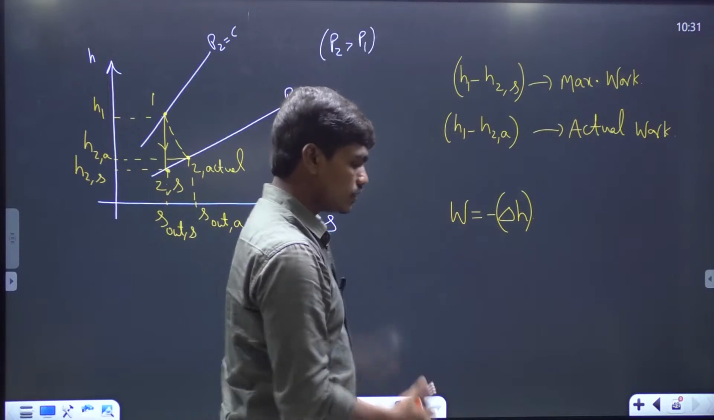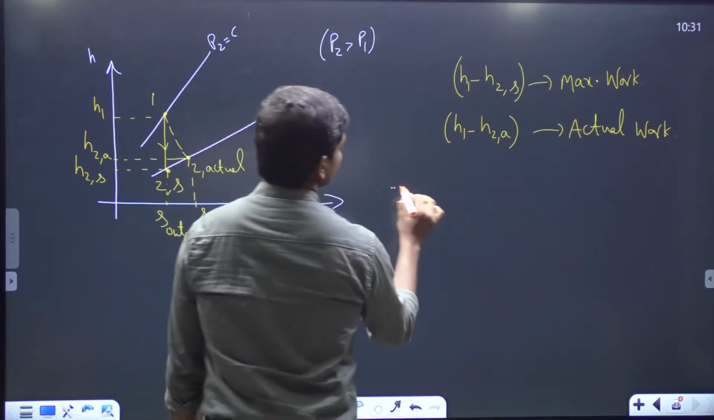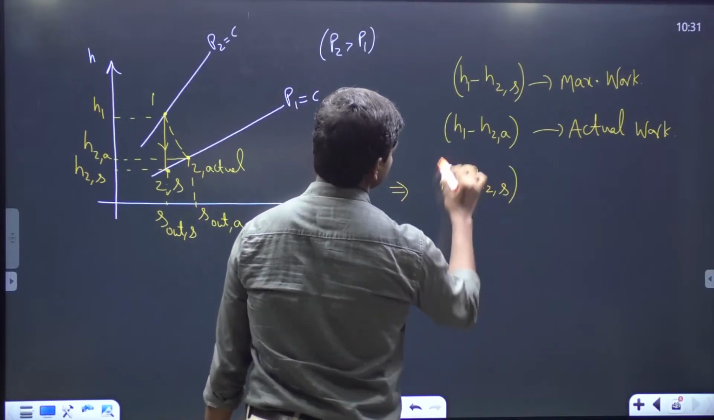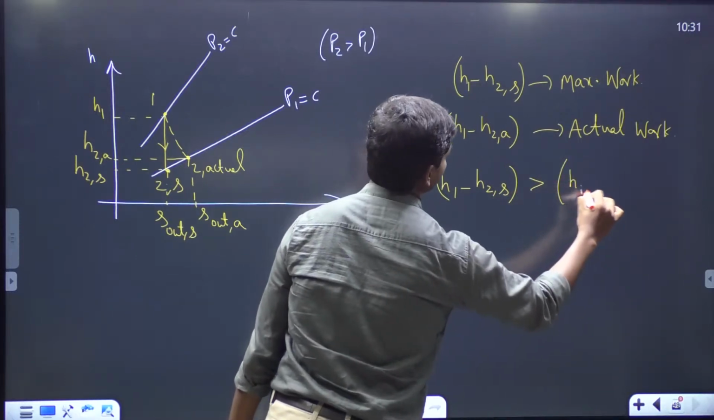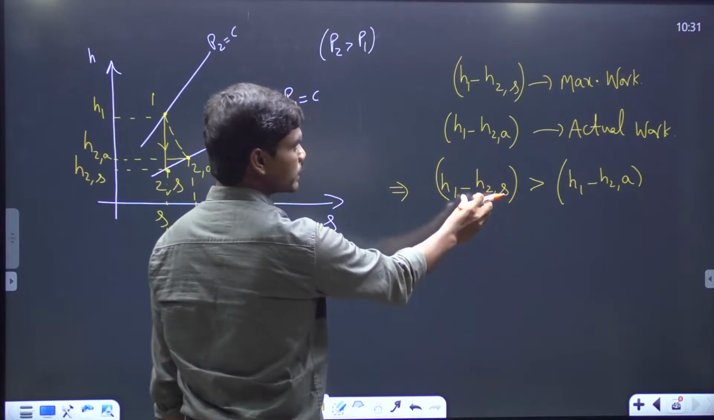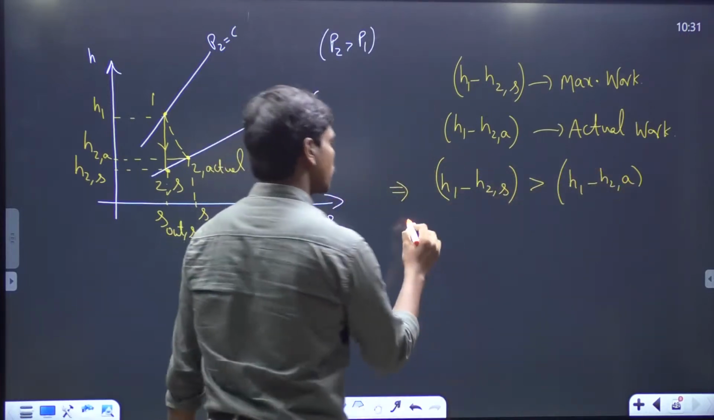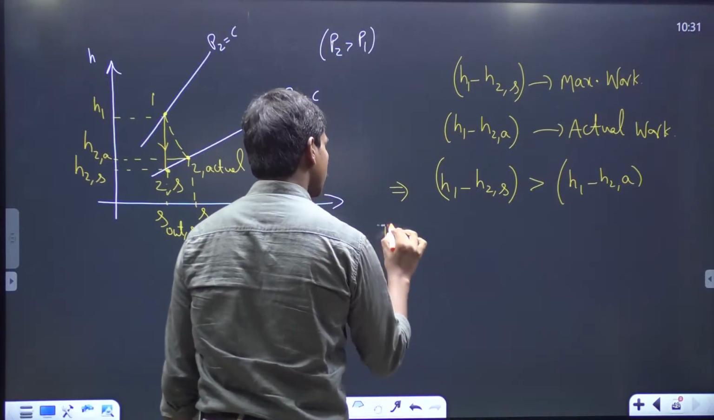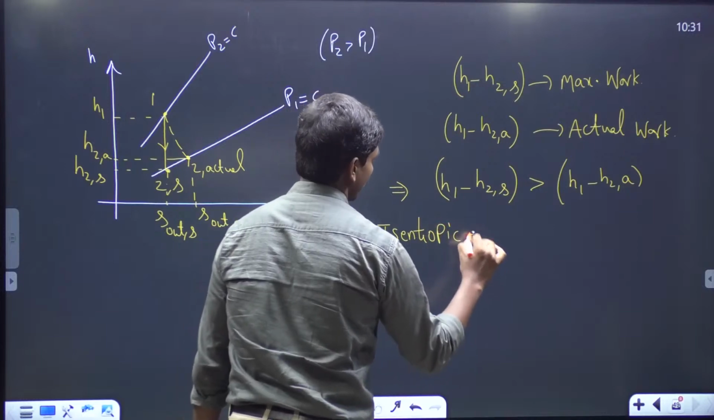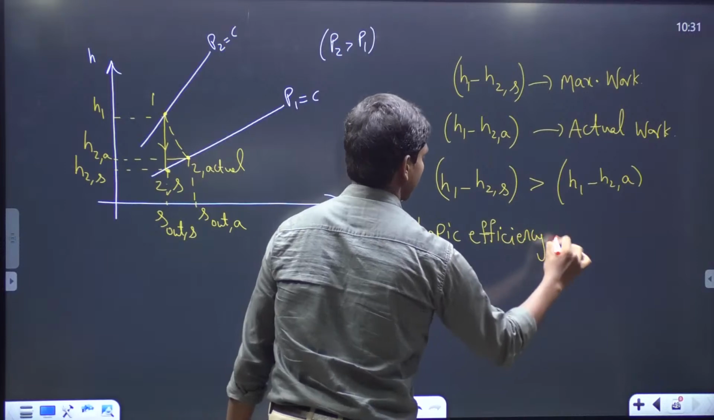So if you see here, H1 minus H2S is greater than H1 minus H2 actual, which of course tells us work done in an isentropic case is more than work done by the turbine in actual cases. Correct? So we'll define one term here, which is called isentropic efficiency of turbine.